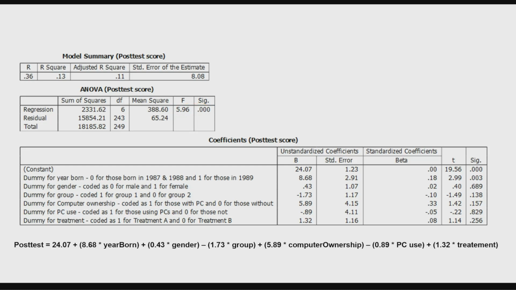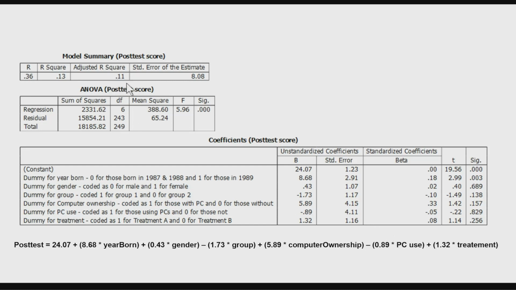Other than that, what you can get from the multiple regression is actually a formula like this. The post-test can be predicted based on these 6 variables. 24.07 is the constant, the value you get from here, followed by year born, which is 8.68, plus 0.43 gender, minus 1.73 times group, and it is minus because it is negative here, plus 5.89 computer ownership, and so on and so forth.